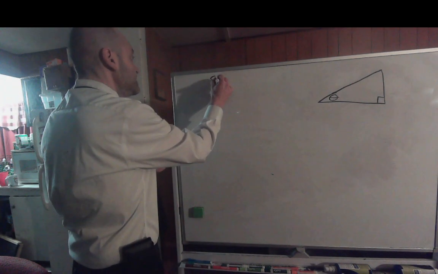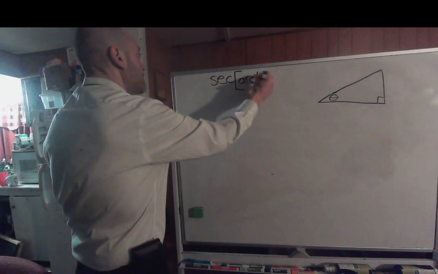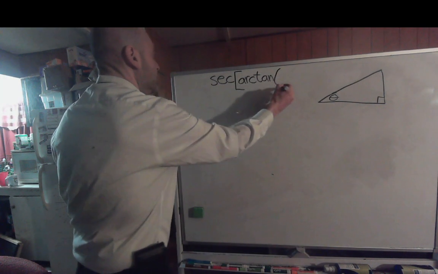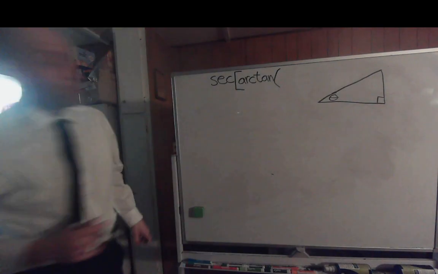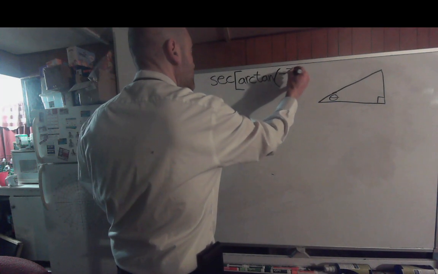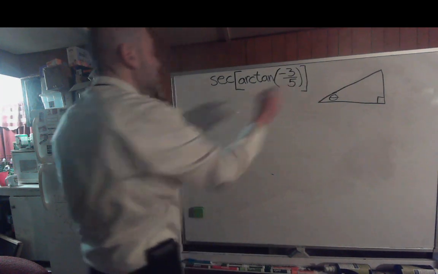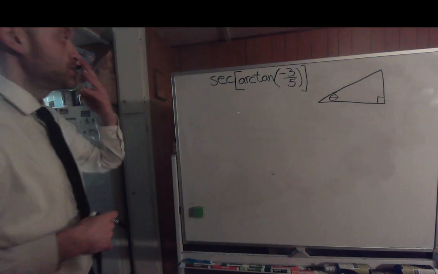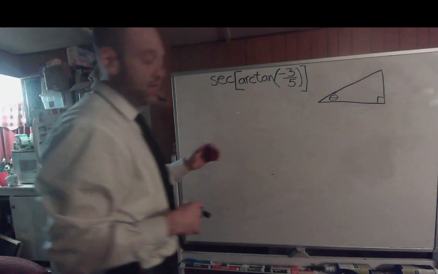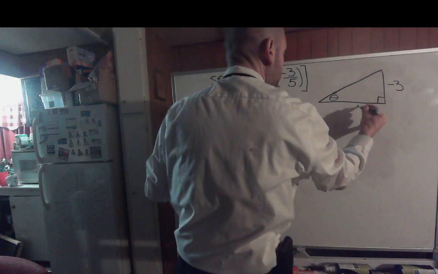Alright, let's see. Secant of the arctangent of negative 3/5. So we're going to do secant of the arctangent of negative 3/5. So what angle gives us a tangent of negative 3/5? Obviously theta, right? So the tangent, we have negative 3/5.